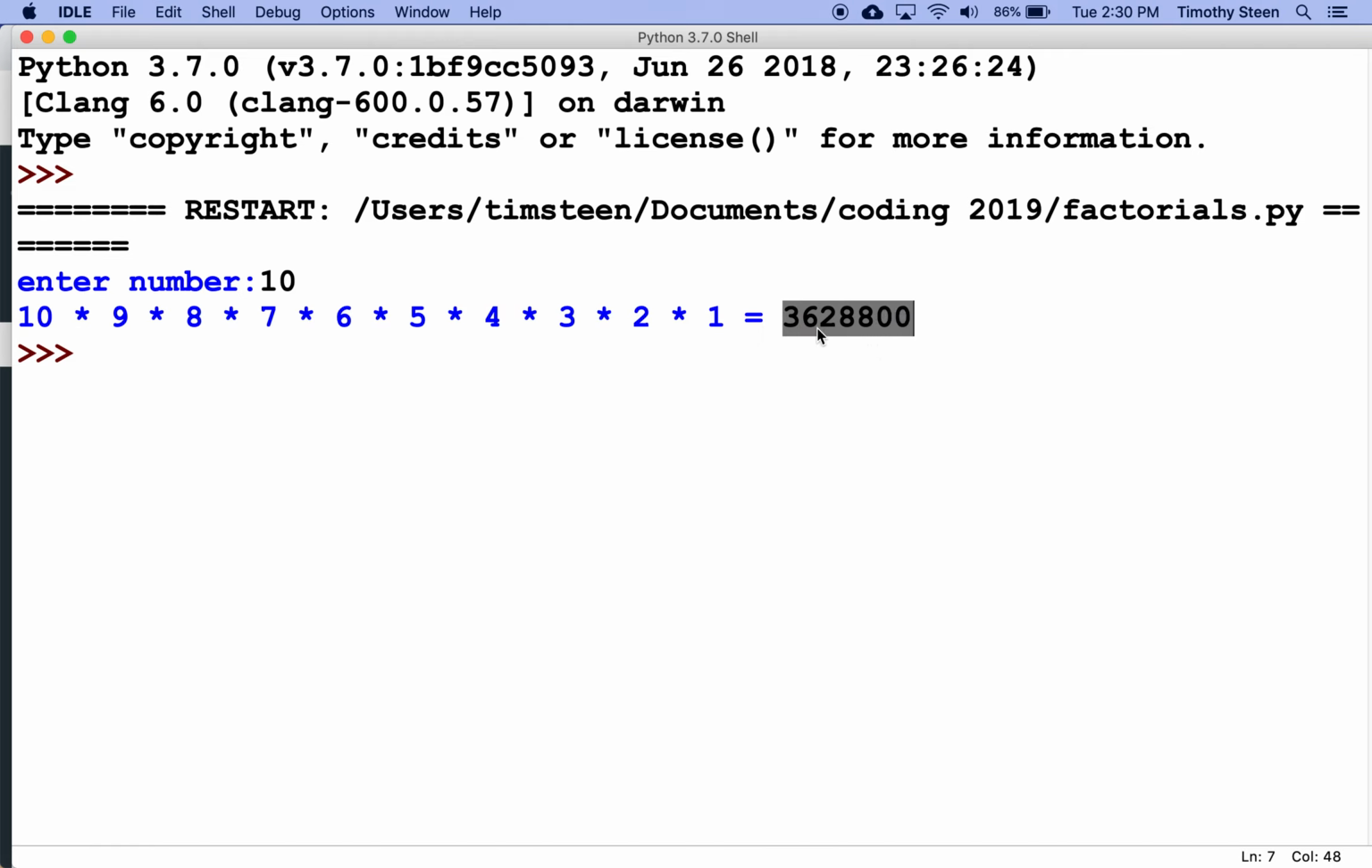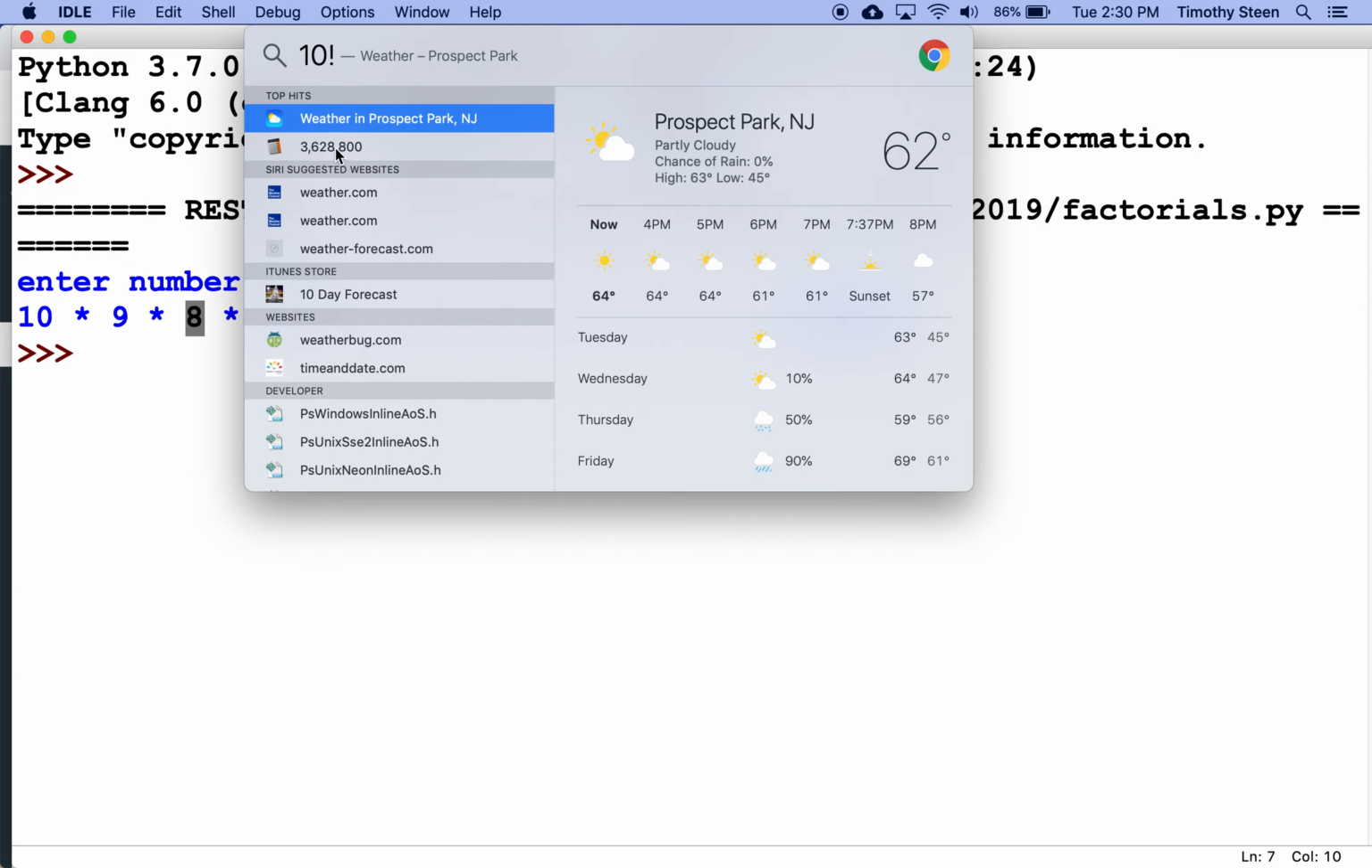Wow, 628,800. So, of course, that would be 9 times 10, which is 90, times 8, which is like 720. And I can't do the rest of the math in my head, but so on and so forth. On the Mac, you can quickly bring this up and put it in there. And until it thought I wanted the weather, it did calculate 3,628,800 right there. Why the weather? I don't know.